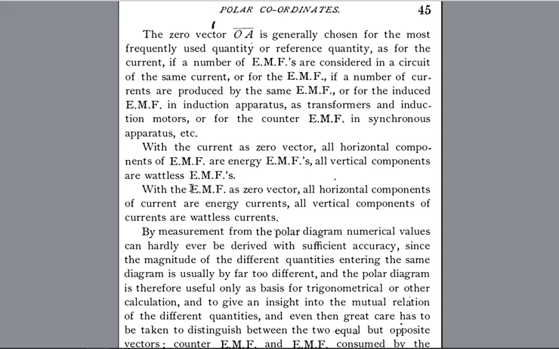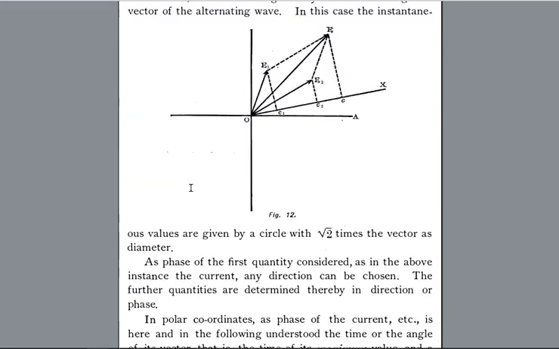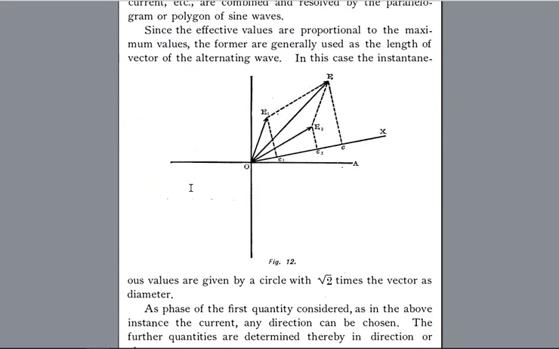With the current as zero vector, all horizontal components of electromotive force are energy electromotive forces. All vertical components are wattless electromotive forces. With the electromotive force as zero vector, all horizontal components of current are energy currents. All vertical components of currents are wattless currents.